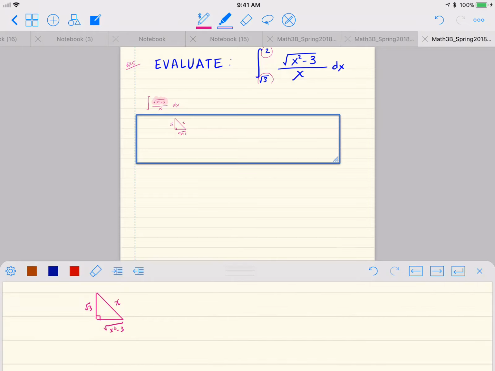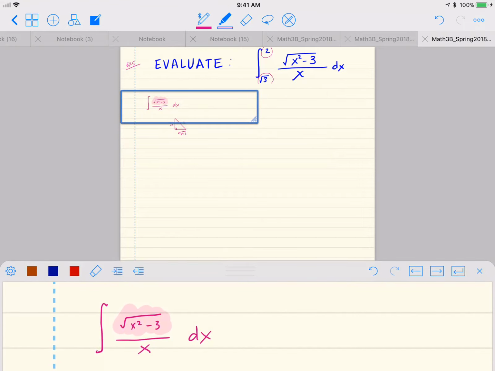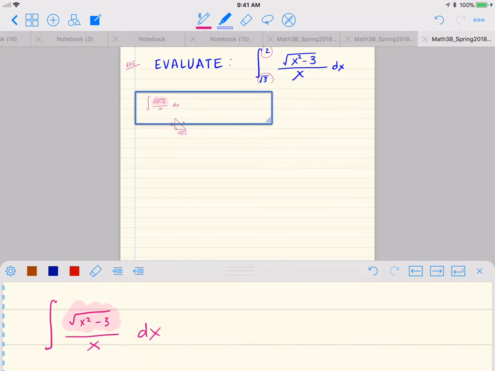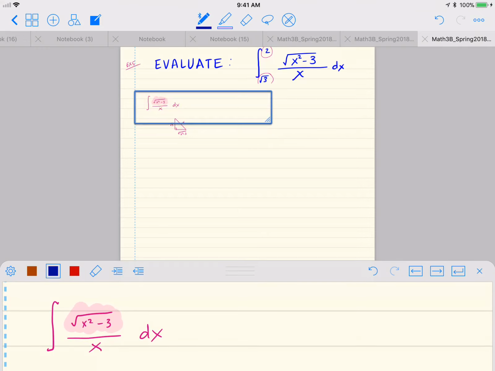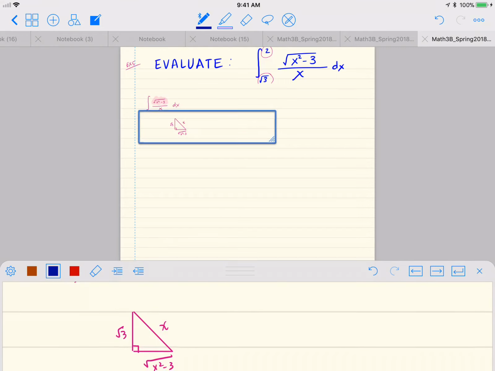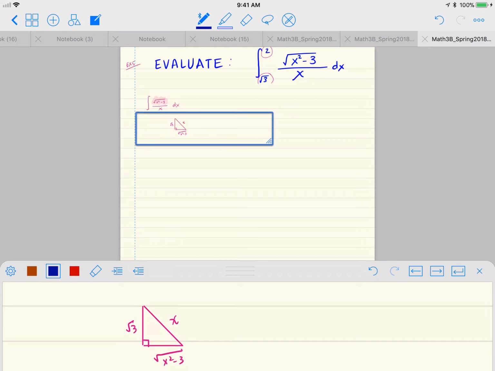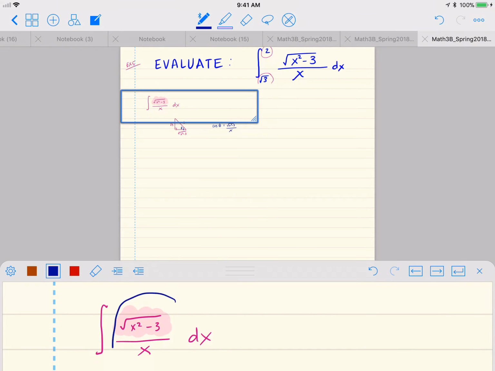All right, so here we are. I've got my triangle, and I need to use it to do step 1, which is to rewrite my integral in terms of theta and d theta. I'll put theta down here at the bottom, and it turns out that cosine of theta is actually my integrand, the square root of x squared minus 3 over x. That was nice and lovely. So my integrand is going to be cosine of theta. Now I just need to figure out what dx is.